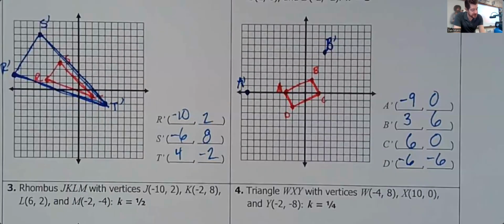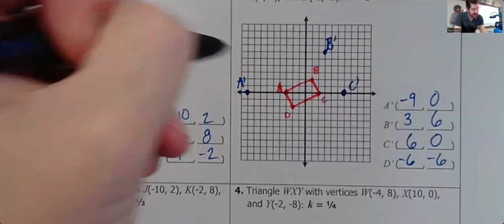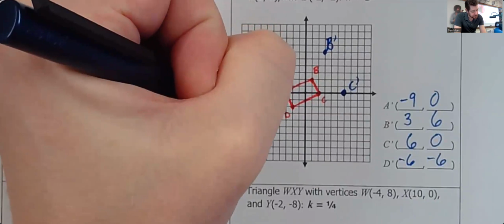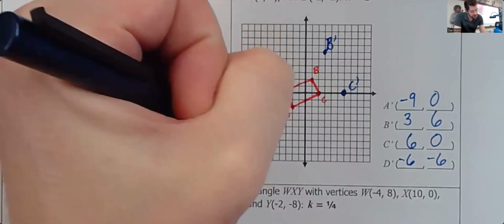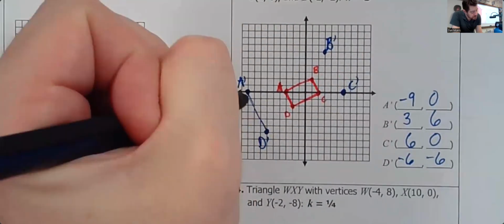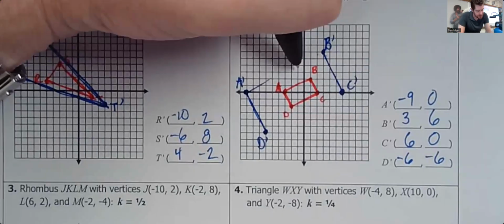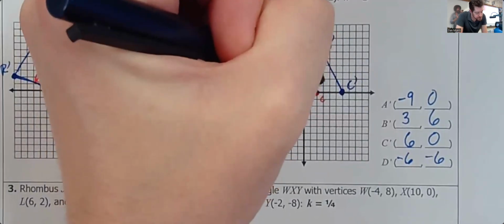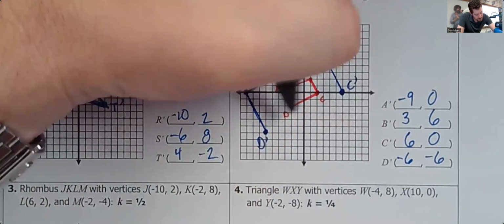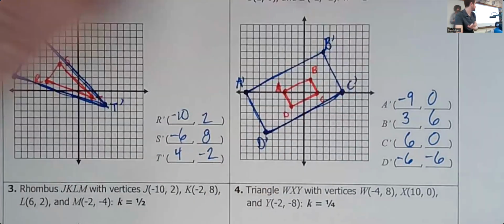C prime is at 6, 0, right here. And then D prime will be at negative 6, negative 6, right down there. So it should be the exact same shape as the original, just a lot larger. There we go.